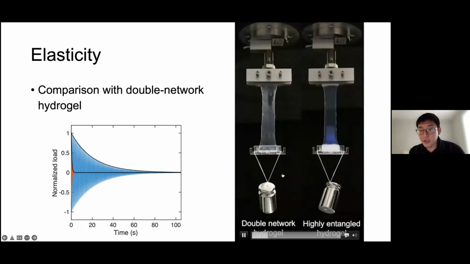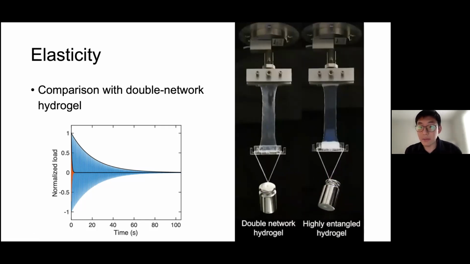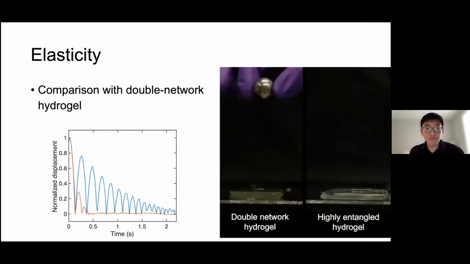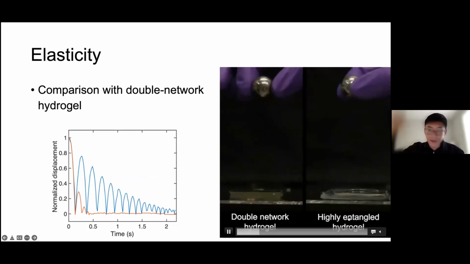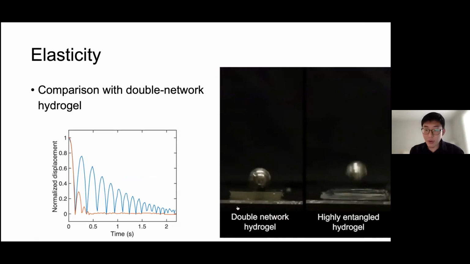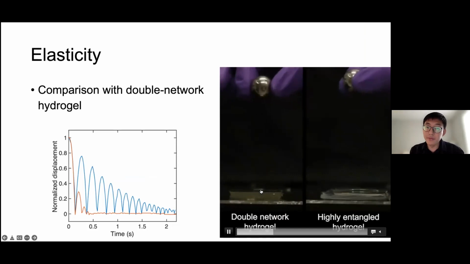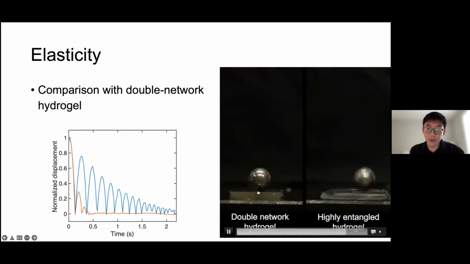Therefore, we just demonstrate this elasticity. We just pluck the sample. Our sample vibrates for a very long time. But the double network hydrogel, which is commonly known as tough hydrogel, damps out immediately because it dissipates energy and damps out the vibration. And also we drop a ball on the sample. Our sample bounces the ball much more than the double network hydrogel because the latter absorbs a huge amount of energy right away.